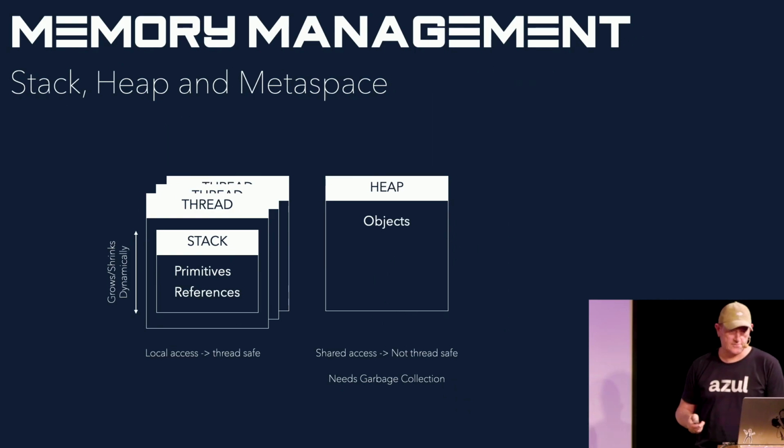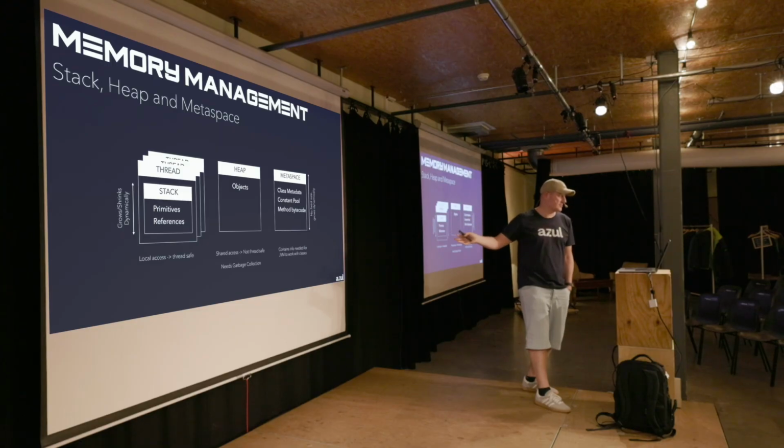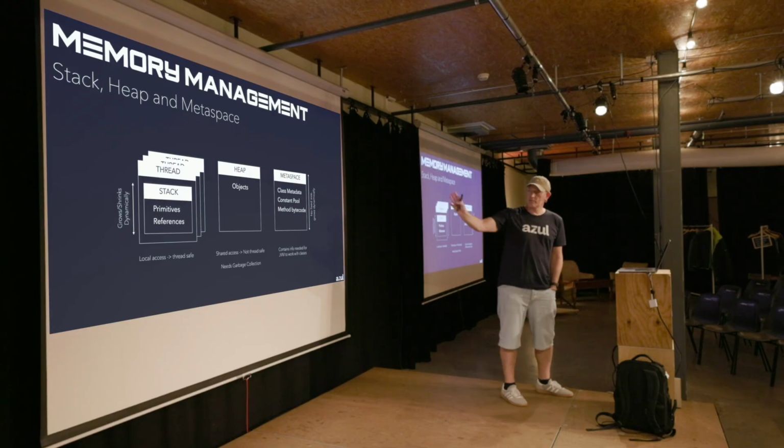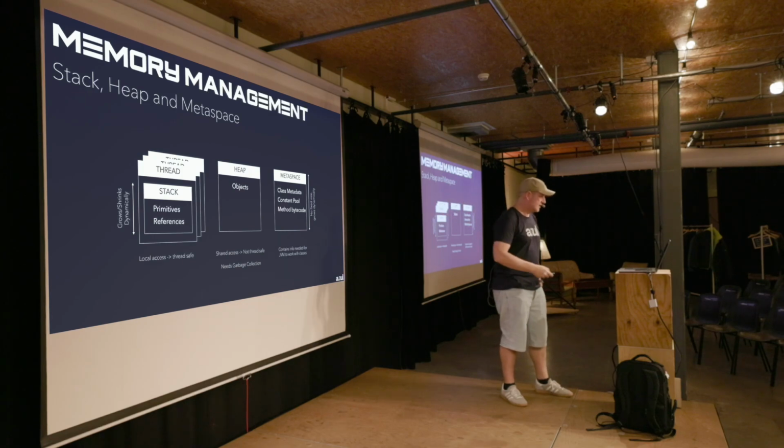It's not thread safe. And then there is the metaspace, which contains information about class metadata, constant pool, method bytecode, and so on. This is, for this session, not really important. So in principle, everything the JVM needs to run to handle classes. And this one also has no fixed size, so it grows dynamically. As far as I know, it can't shrink, but I might be wrong here. So we only focus on heap and stack, right?